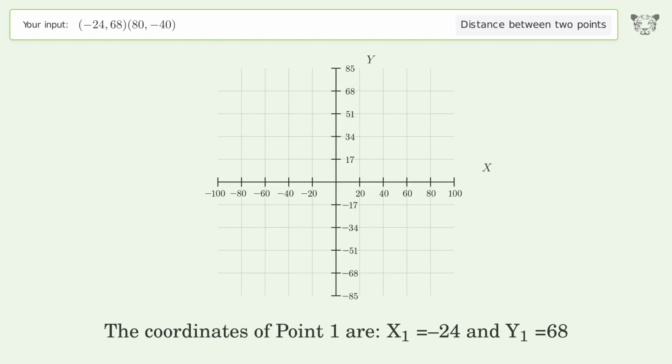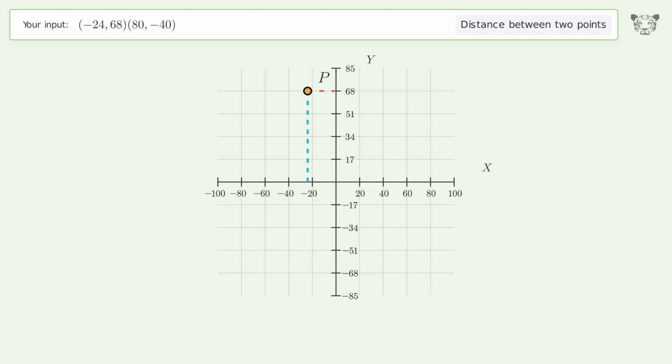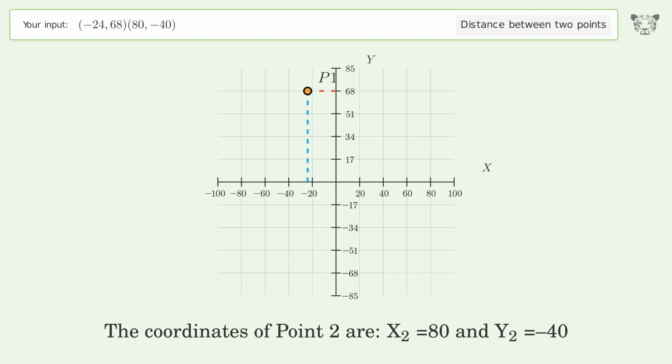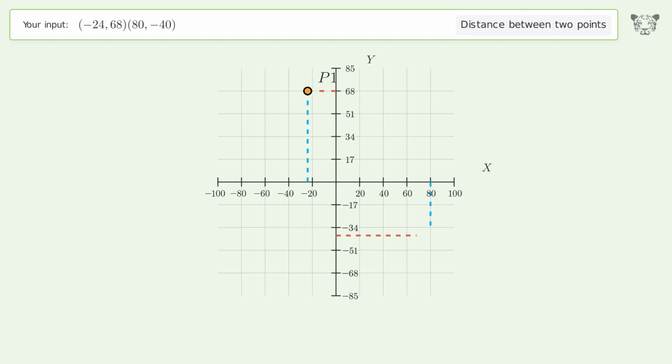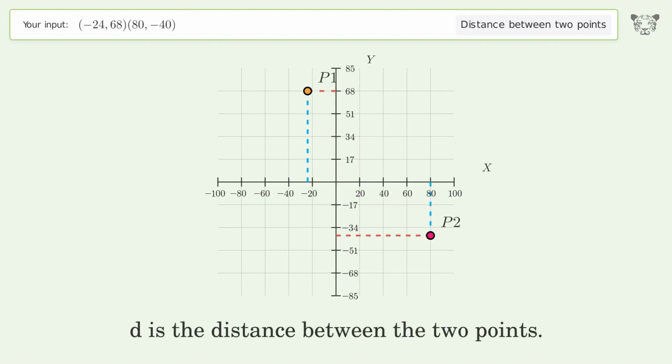The coordinates of point 1 are x1 equals -24 and y1 equals 68. The coordinates of point 2 are x2 equals 80 and y2 equals -40. D is the distance between the 2 points.